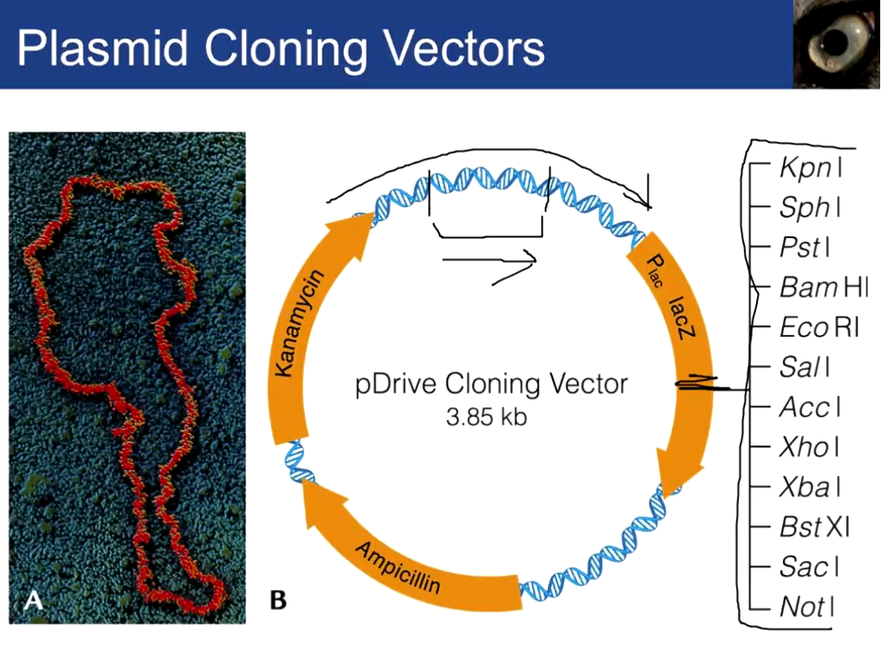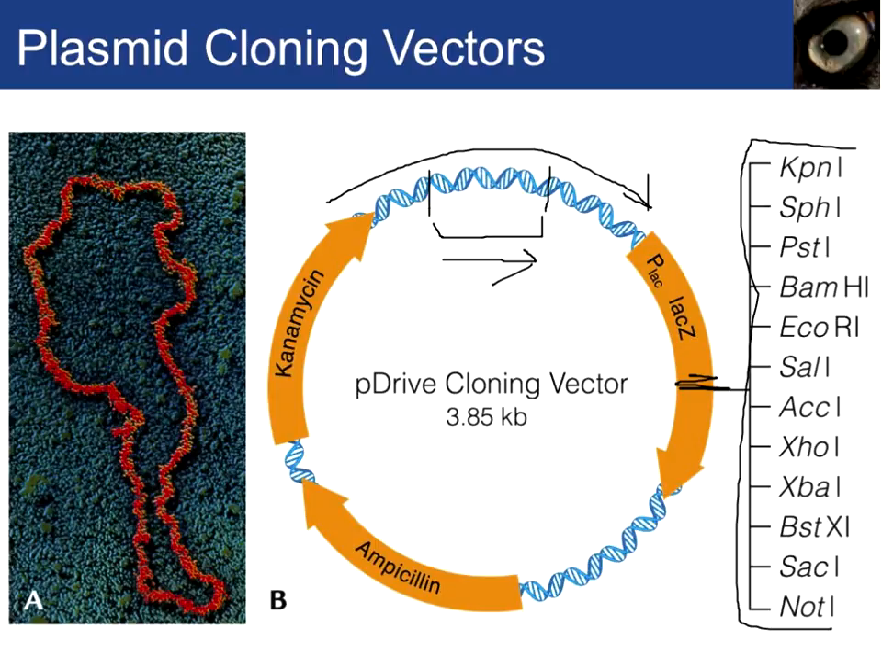So in this vector, the kanamycin and ampicillin are antibiotic resistance genes. This way the researcher can select for colonies that have taken up that plasmid, and they do this by growing the bacteria on the antibiotics. So only those bacteria that have taken up the vector are able to grow in the presence of the antibiotics because they're resistant if they have that vector.